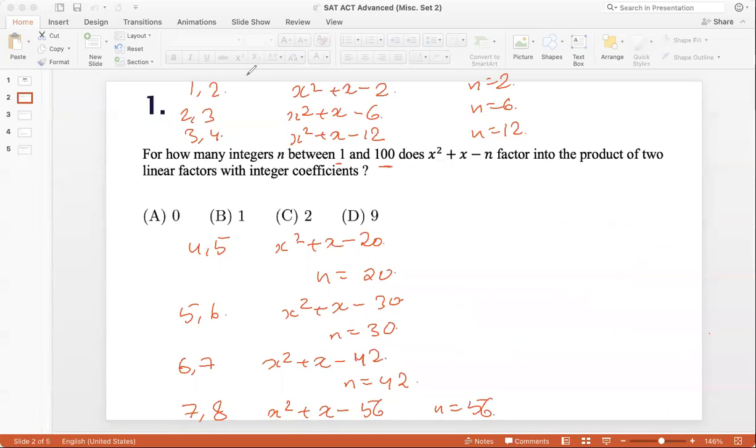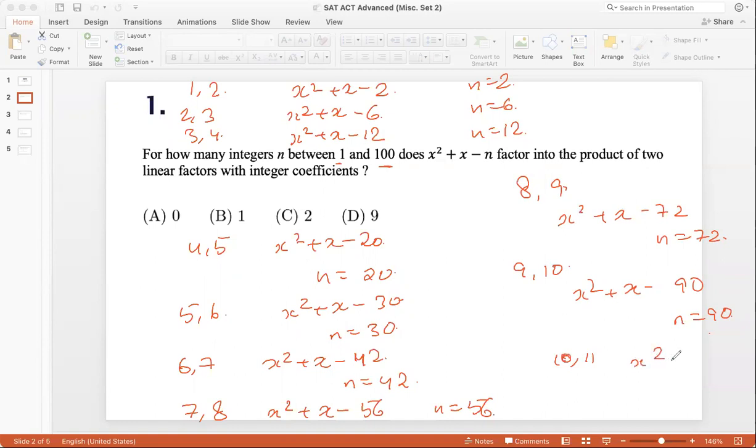Okay, then 8 and 9, x squared plus x minus 72. So n is 72. 9 and 10, x squared plus x minus 90. So n is 90. Now, if you go to 10 and 11, you would get x squared plus x minus 110. So n goes beyond 100. So you only have these possible values of n from 1 to 100.